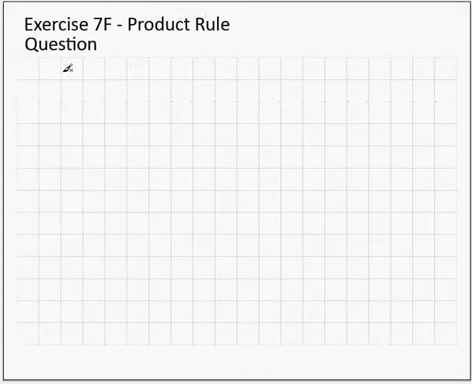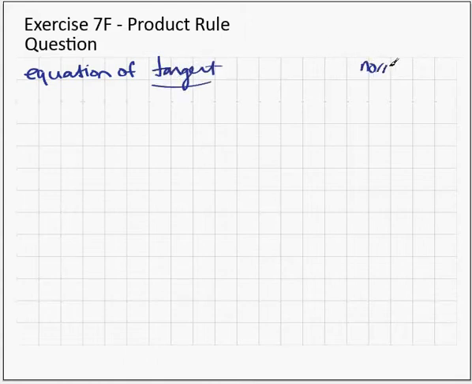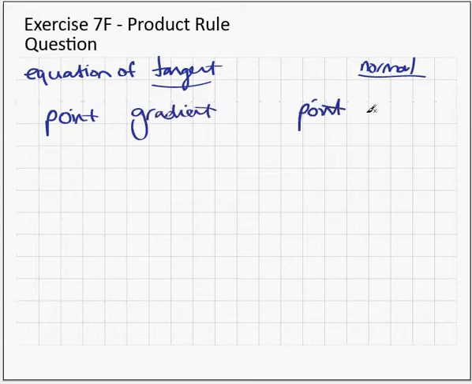Being able to find the equation of the tangent or the normal, it's quite simple. What I need is a point and the gradient. I need that for both of these things. I've got the point, 0, 0.